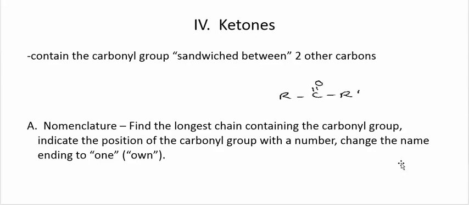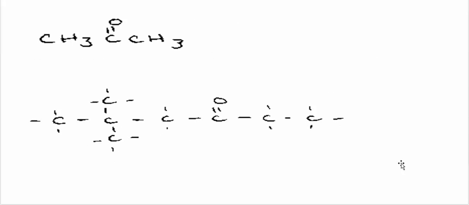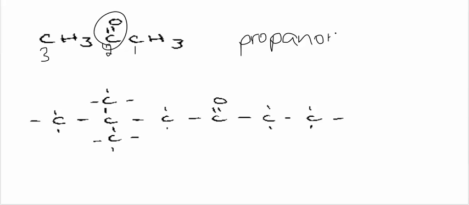Ketones. Ketones contain the carbonyl group, which is the C double bond O, sandwiched between 2 other carbons. The suffix with a ketone is ONE. So we've got a couple examples of some ketones. First example, we have a 3-carbon chain, which is prop. And since we have that carbonyl group, it's propanone.